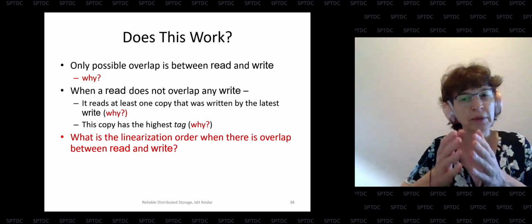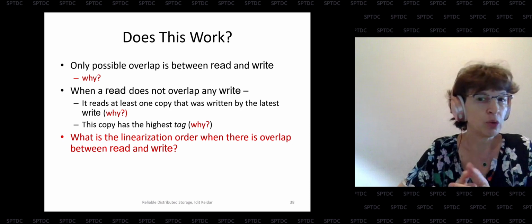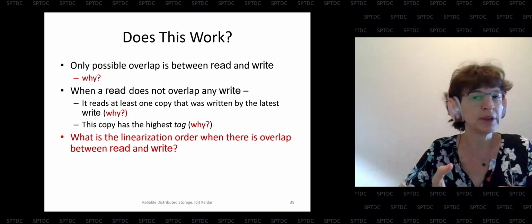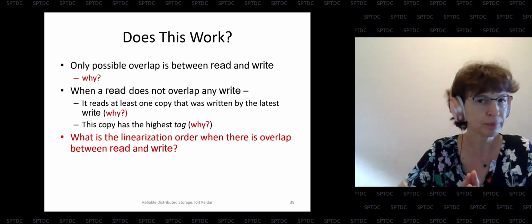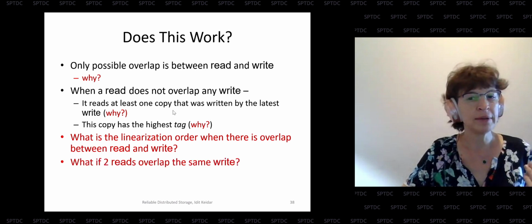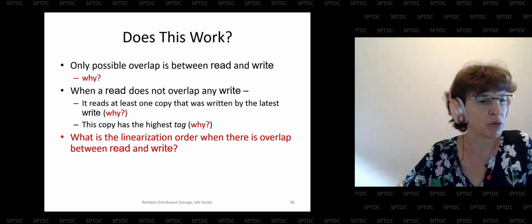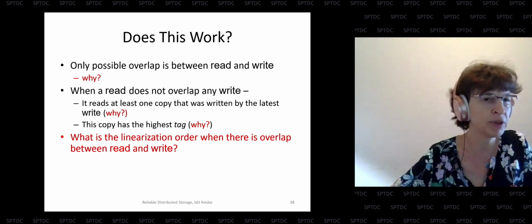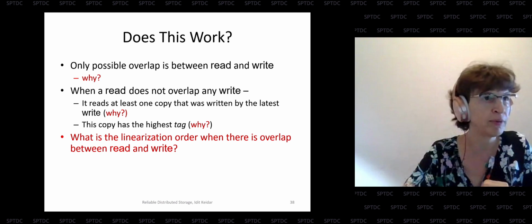Now we come to the trickier question: what is the order when there is an overlap between the read and the write? Some copies may be updated, but fewer than a majority, and the reader might read some copy with the old value, some copy with the new value. Maybe it will miss the new value altogether. In this case, the order between the read and the write in the linearization is going to be based on the timestamp. If the reader sees the timestamp of the write and returns the value associated with that timestamp, then the read is going to be after the write. And if the reader doesn't find any of the copies written by the write and returns a value with the smaller timestamp, then it's going to be before the write.